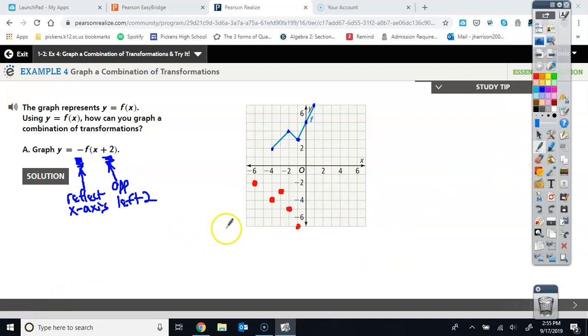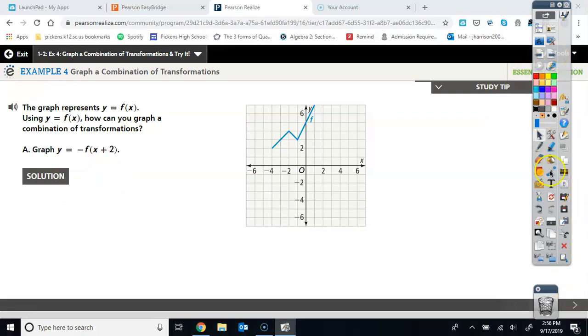So now that I've shifted my graph, reflected across the x-axis first and left 2, now I have a graph that goes across from here to here, up to here, down to these points here. Notice it has taken this graph, flipped it upside down across the x-axis, and shifted it left 2 spaces. So you can perform more than one transformation at a time.